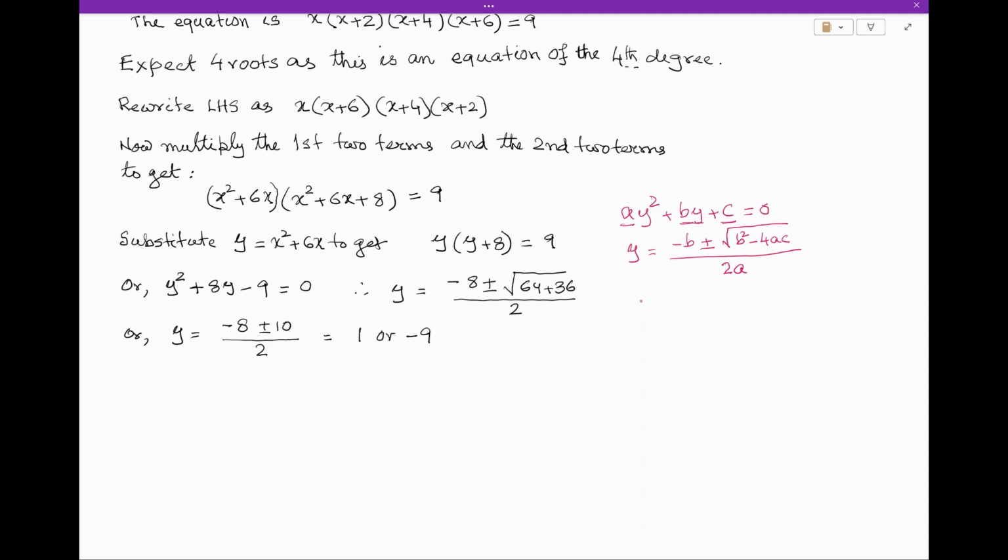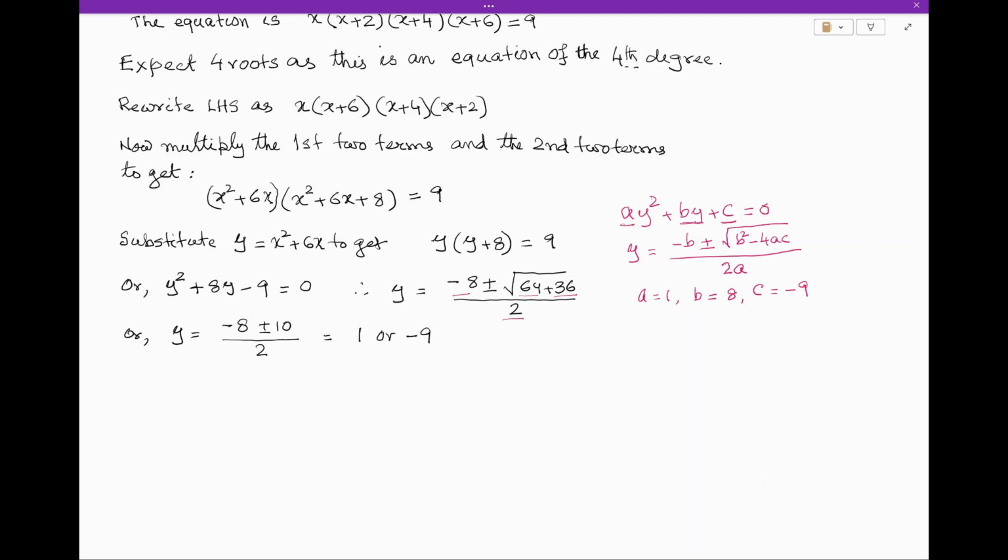In this case, a is equal to 1, b is equal to 8 and c is equal to minus 9. Therefore, y is equal to minus b, that is minus 8, plus or minus square root of b squared, that is 64, minus 4 into 1 into minus 9, that is plus 36, divided by 2 by 1, that is equal to 2.